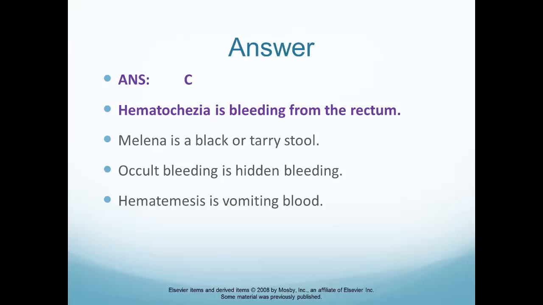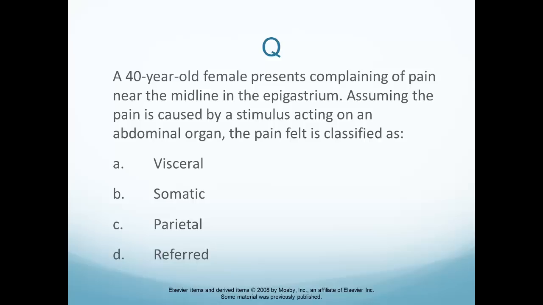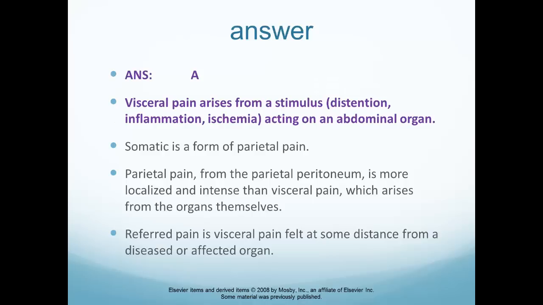Okay, let's take a look at another question then. A 40-year-old female presents complaining of pain near the midline of the epigastrium. Assuming the pain is caused by a stimulus acting on an abdominal organ, the pain felt is classified as. Visceral pain arises from a stimulus, distension, inflammation, or ischemia acting on an abdominal organ.